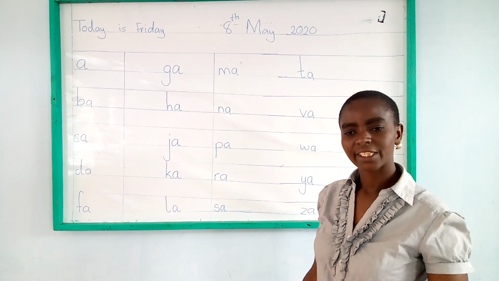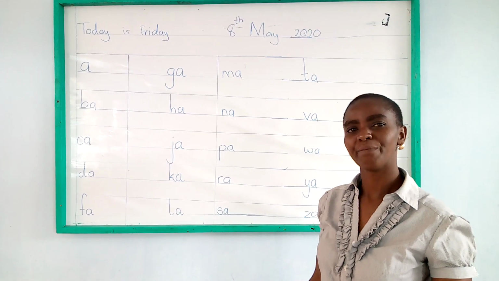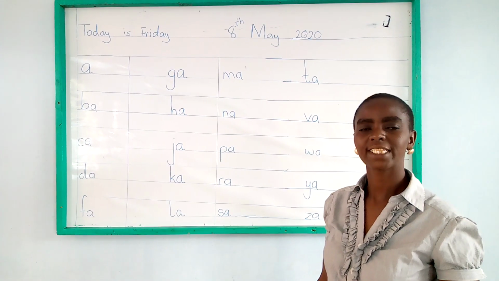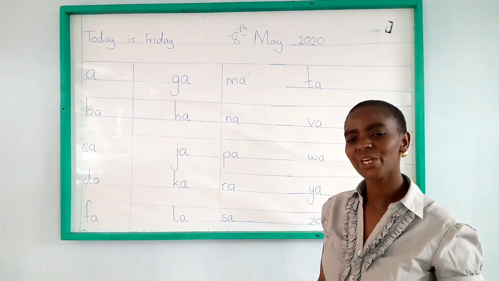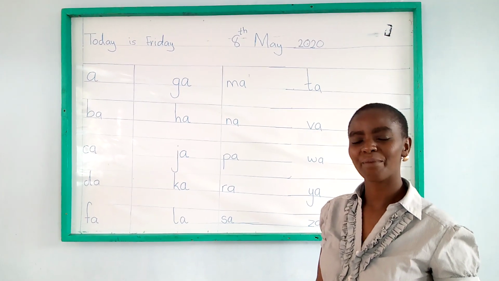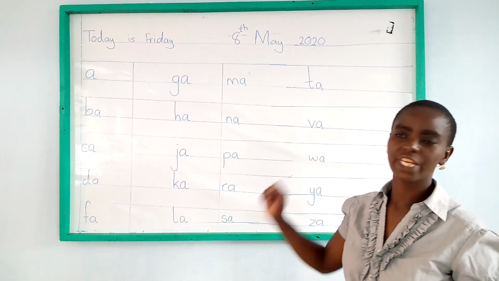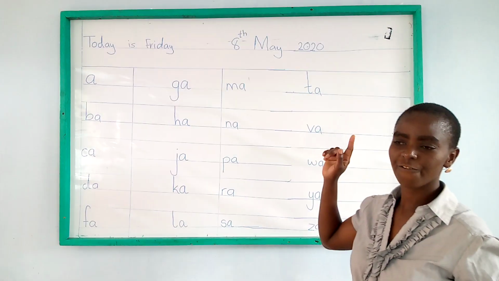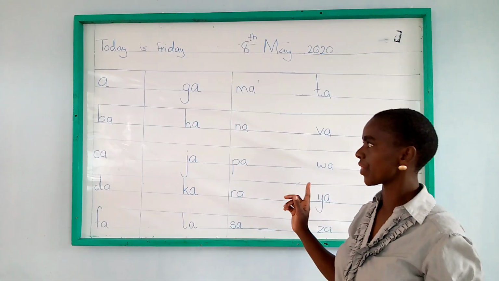And again, I ask you, how many months make a year? Can you remember? We usually sing that in class. How many? I can't hear you. Somebody is saying there are 12 months in a year. So we're in the month of May, and today's date is 8th.